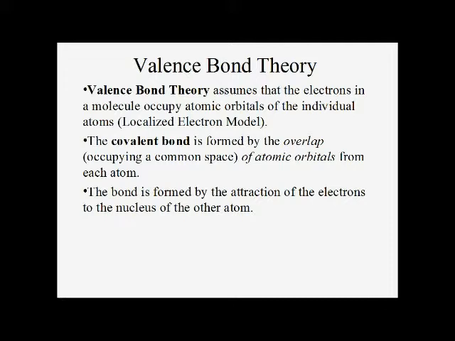We're going to go into valence bond theory, another type of localized electron model, where that means that we're keeping our electrons on atomic orbitals in the individual atoms. In this theory, we are saying that the covalent bond is formed by the overlap of these atomic orbitals from the separate atoms. And the bond is formed by the attraction of the electrons to the nucleus. So each nucleus is attracted toward that pair of electrons in between the two nuclei.